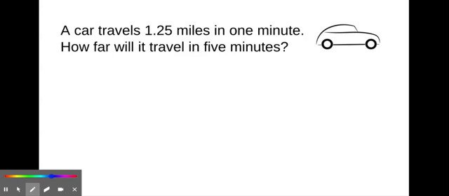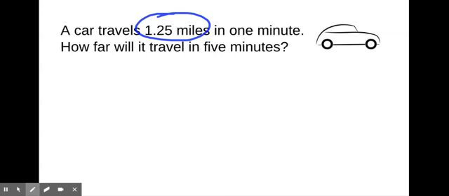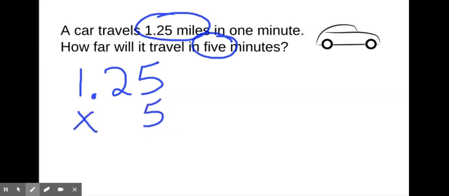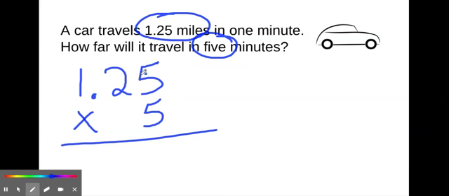Okay, let's take a look. There are a couple different ways that we could solve a problem like this. I'm going to show you one method for multiplying a decimal today, and we'll look at some more methods later this week and next week. I have here a car that's traveling 1 and 2500th miles in 1 minute, and I want 5 minutes. So I know I need to multiply, because for 5 minutes it's traveling 1 and 2500ths each minute.